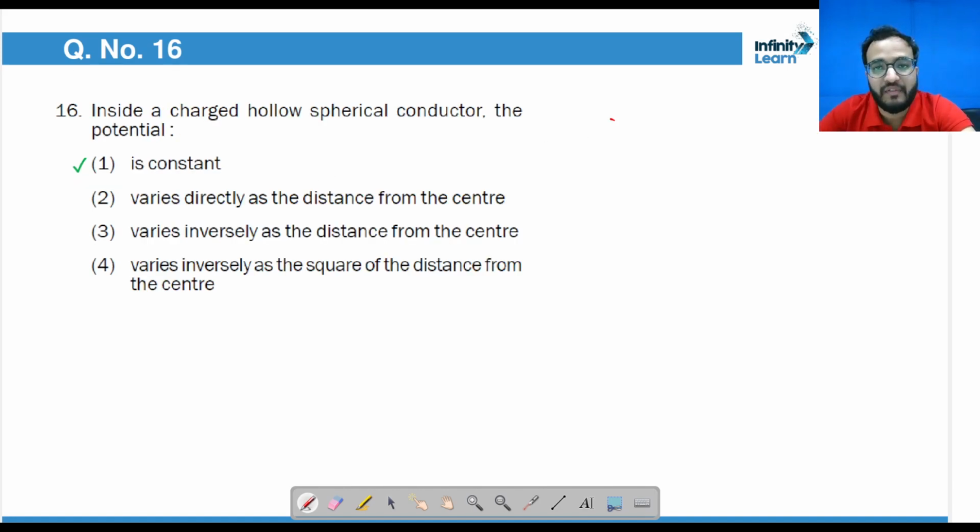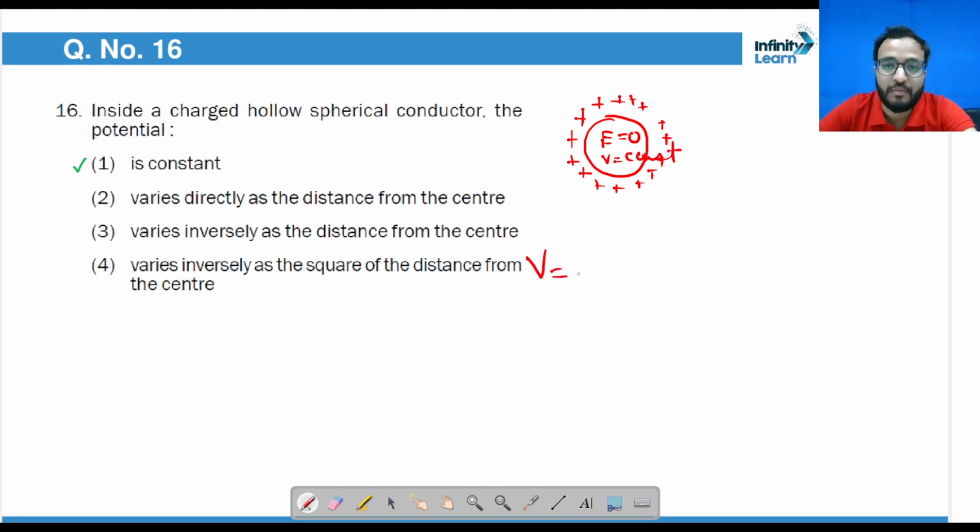Inside a hollow charged sphere, we all know that if you take a hollow sphere uniformly charged, the surface becomes equipotential and the electric field inside is zero, so the potential is constant. Got it? So potential inside is constant, electric field inside is zero.